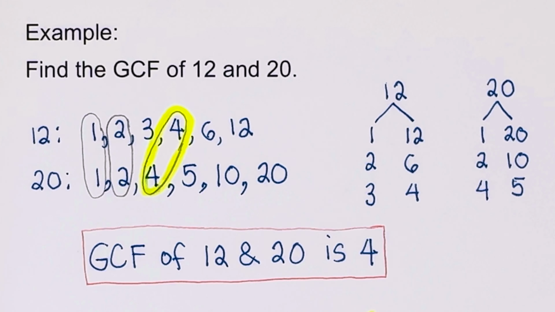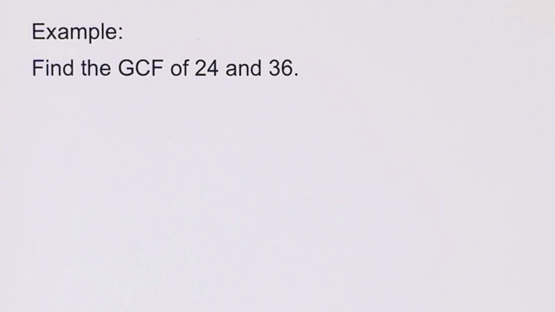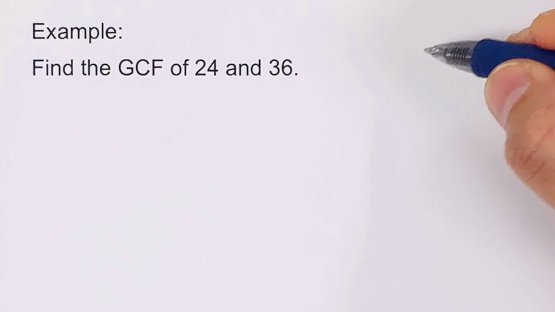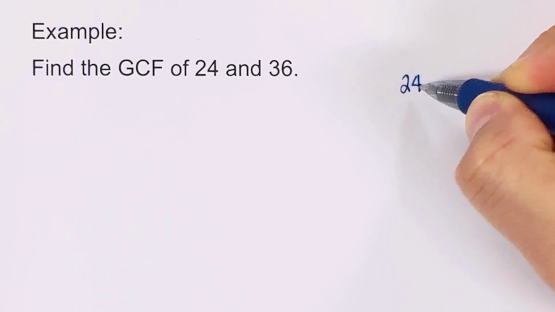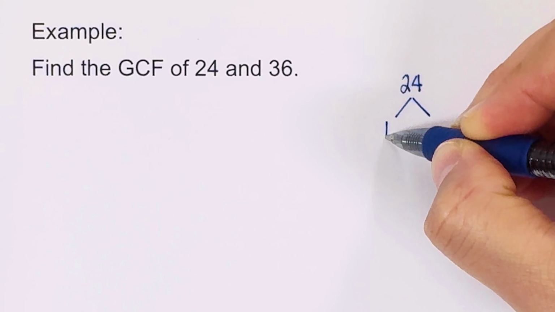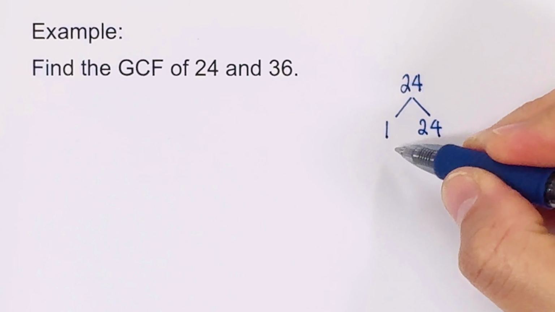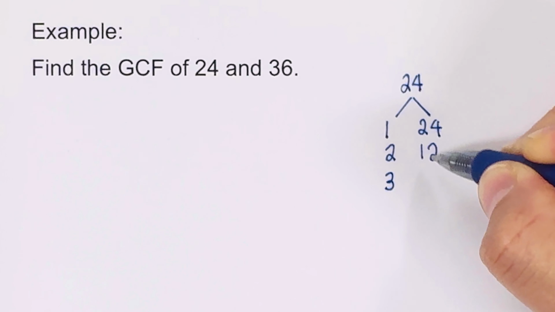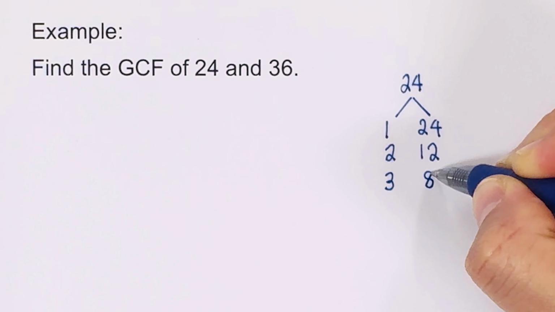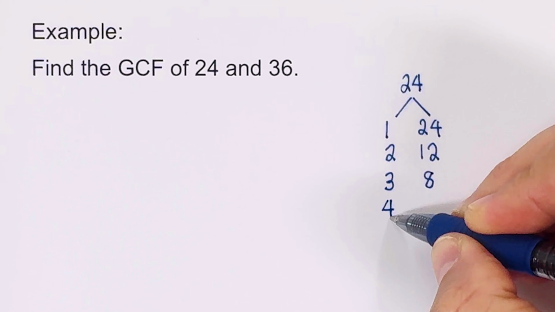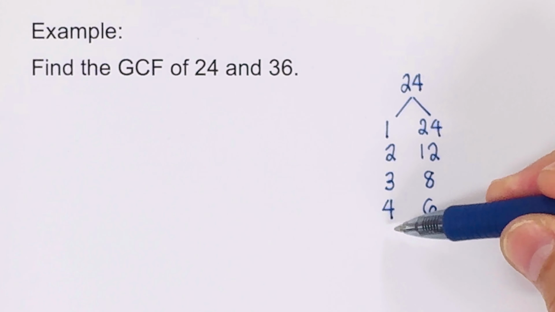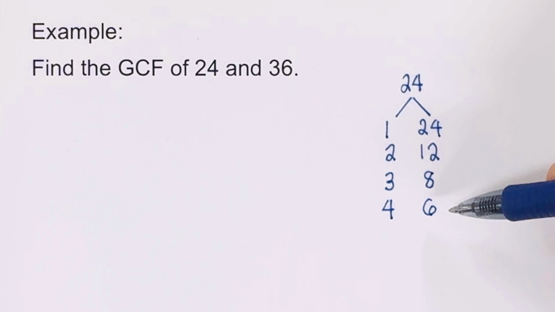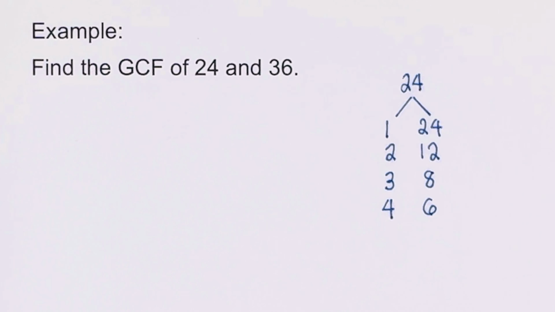Now let's have another example. In this example, we're supposed to find the GCF of 24 and 36. Again, pretty much the same thing. We're going to find the factors of 24 first. Again, the trick is you always start with 1. So 1 times 24 is 24. 2 works with 24. That would be 2 times 12 is 24. 3 works with 24. So that would be 3 times 8 is 24. 4 works with 24. 4 times 6 is 24. 5 doesn't work with 24. 6, we already have it. So that means these are all the factors of 24.